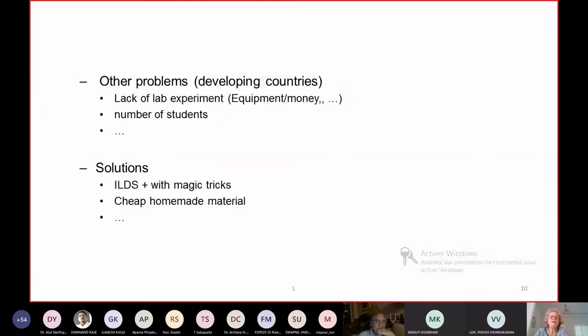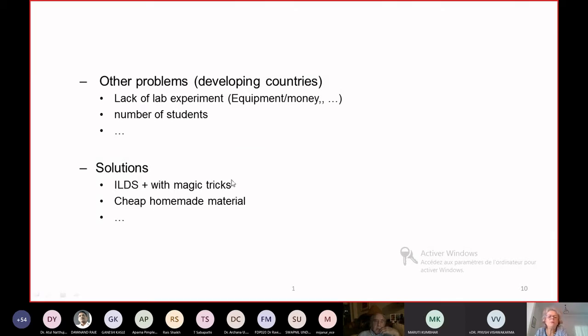In our developing countries, North Africa and many other developing countries, there are other problems. I mean, teaching method is not the only problem. There is the problem of lack of material, of equipment, of experiments.